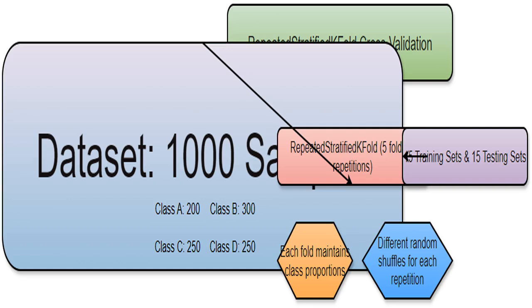This is the RepeatedStratifiedKFold technique we're using for cross-validation. It's a powerful method to evaluate a machine learning model's performance, especially with imbalanced datasets like ours. We'll be splitting our data multiple times to get a more robust measure of how well our model generalizes.